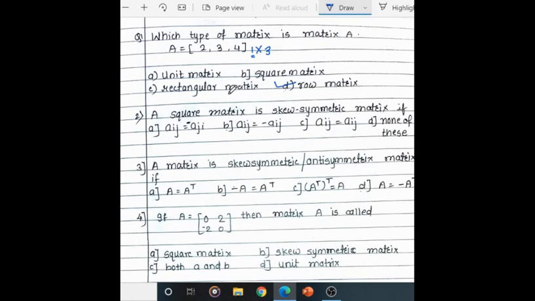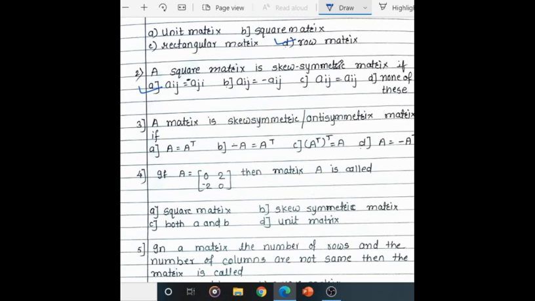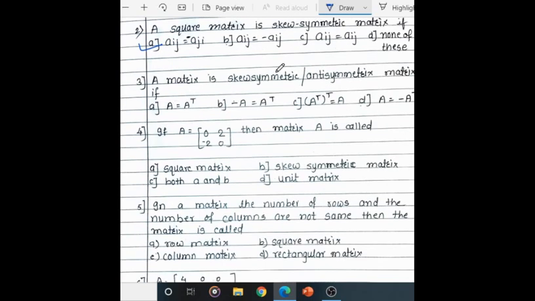Second, a square matrix is a skew-symmetric matrix if Aij is equal to minus Aji. This is the condition of a square skew-symmetric matrix. A matrix is skew-symmetric or anti-symmetric if A is equal to minus A transpose. This is again the second condition of a skew-symmetric matrix.